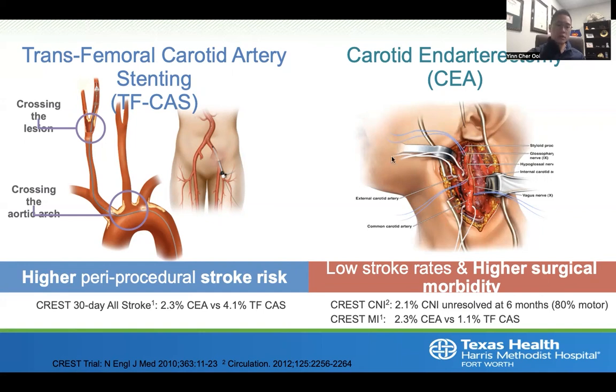And this is largely associated with the fact that prior to deploying the distal embolic protection device, one needs to traverse the aortic arch, as well as traverse the carotid plaque itself before the distal embolic protection device can be deployed. And those two steps have to be done with absolute care.